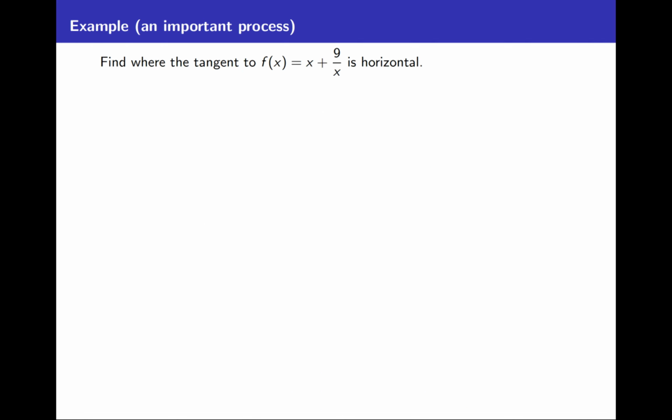We'll move on now. In this next example, we're illustrating an important process that you'll see a lot of in part 4 of the course when you get there. The problem here is to find where the tangent to f of x equals x plus 9 over x is horizontal. In other words, where it has slope 0.